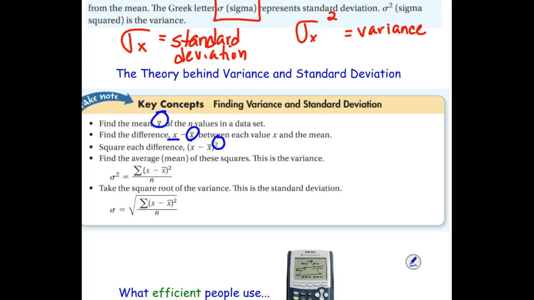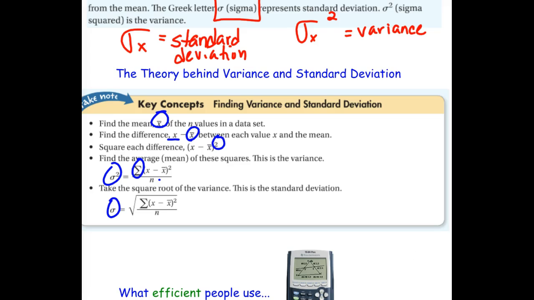This is the uppercase Greek letter sigma, which means summation. We're going to sum all of those numbers up, and divide by the number of items in our list. And that is sigma squared, that's our variance. Then if we square root it, we get down to our standard deviation. That's a lot of work. Especially if your set of data has more than 5 or 6 numbers, it can be time consuming.